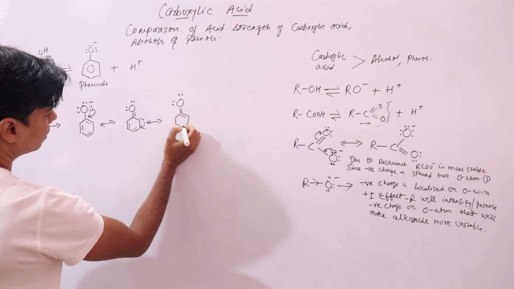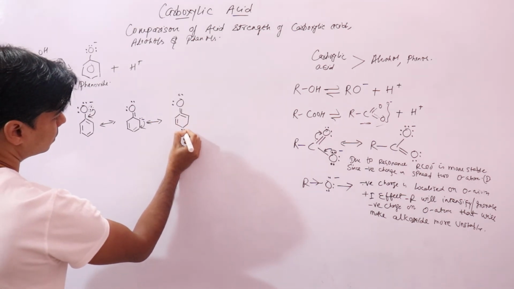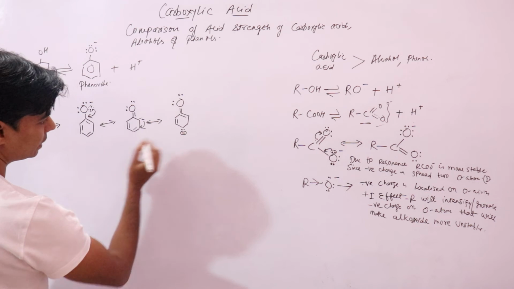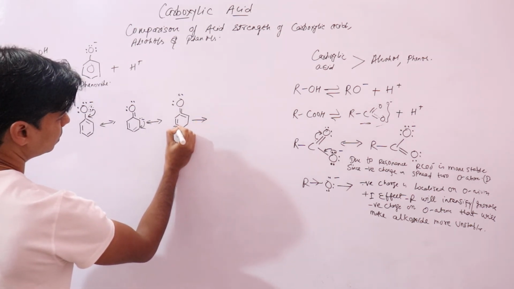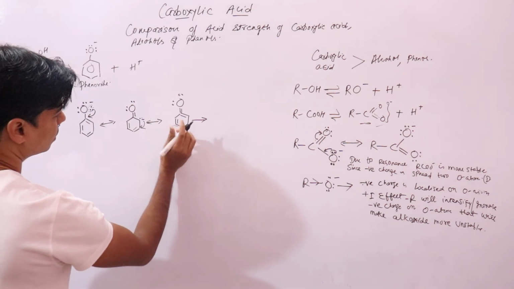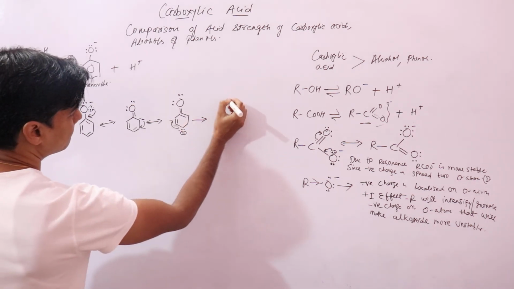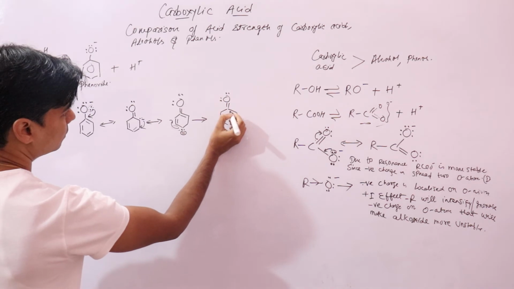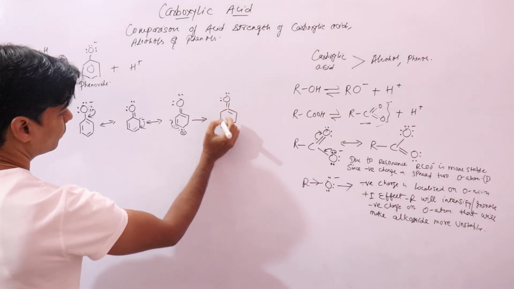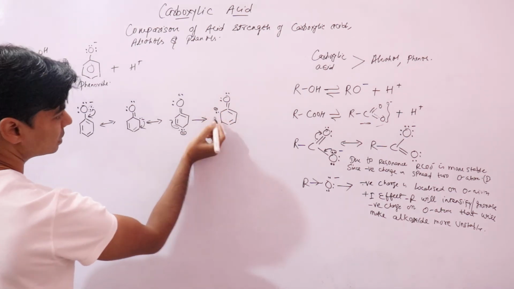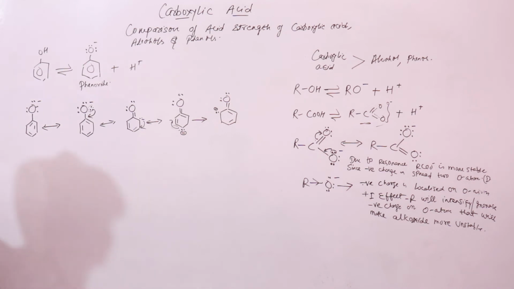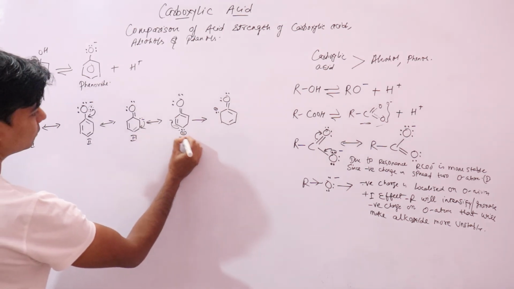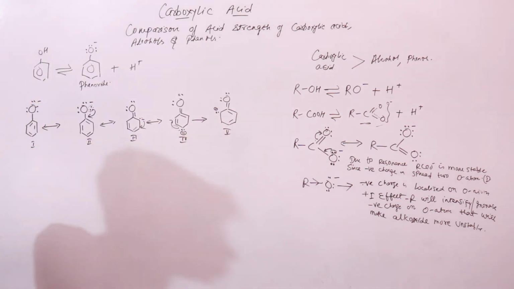Like this, right? Now this electron pair has come to this ortho, this para position. You have negative charge here. Now it will move further like this. Negative charge will come here. This is another ortho site. So you have first, second, third, fourth, and fifth, five resonance forms of phenoxide ion.